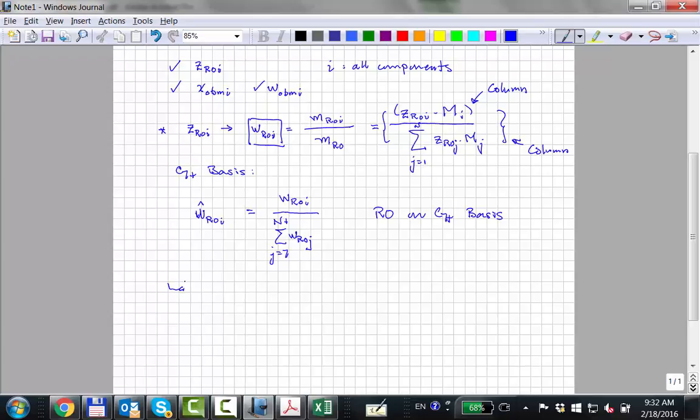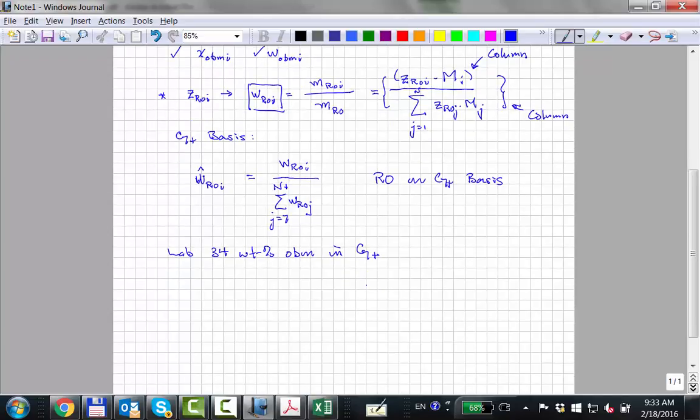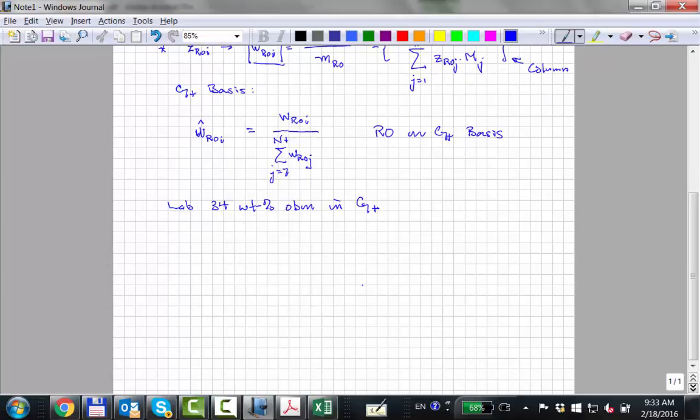Now the lab says that we have 34 weight percent oil-based mud in the C7 plus material. So what does that mean? This is going to be in some lab report that you pull out. This is your job, you remember. They gave you the job, maybe you like it, maybe you don't, but they gave you this report, and it's on a weight percent oil-based mud. So what does that mean?